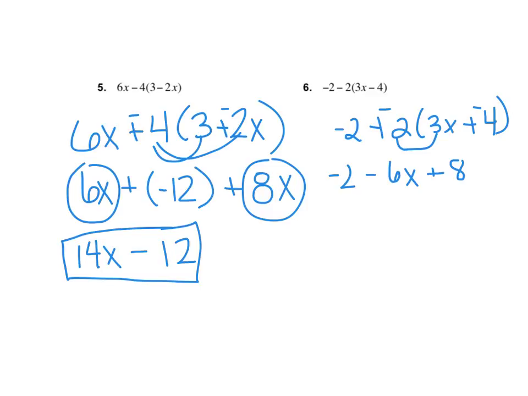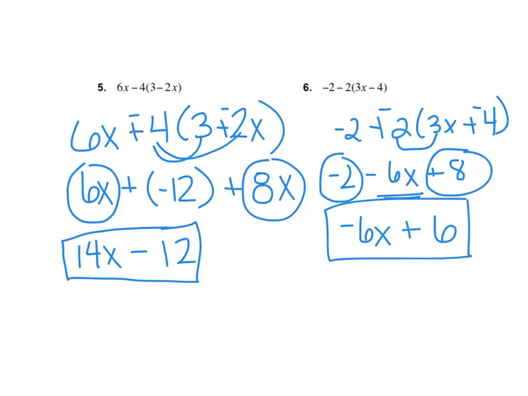All right, so now let's combine our like terms. I like to write my variables first, so I just have my negative 6x, and then I'm going to have negative 2 plus 8. So I have 2 negatives and 8 positives, so I'm going to have plus 6. All right, so now I'm all done with that one as well.